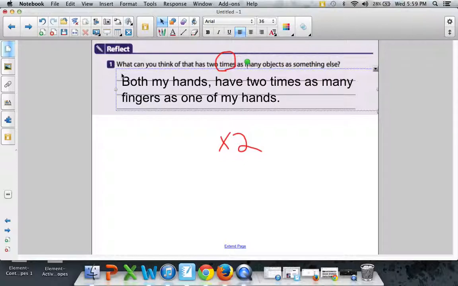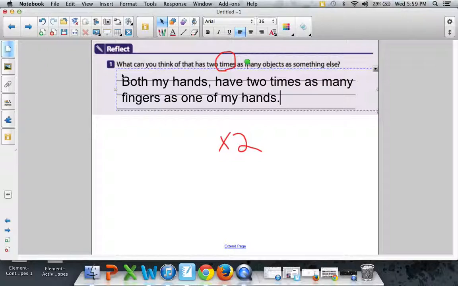I'm looking around my room right now. Okay. Oh, cool. I got a box of pencils over here. And in one box, I have 3 pencils. And if I looked at a different box, there you go. Now the other box has 6 pencils. So the first box had 3, the second box had 6. 3 times 2 is 6. So just think of a scenario, and write it down and talk about it, and think of something that has 2 times as many objects as something else.